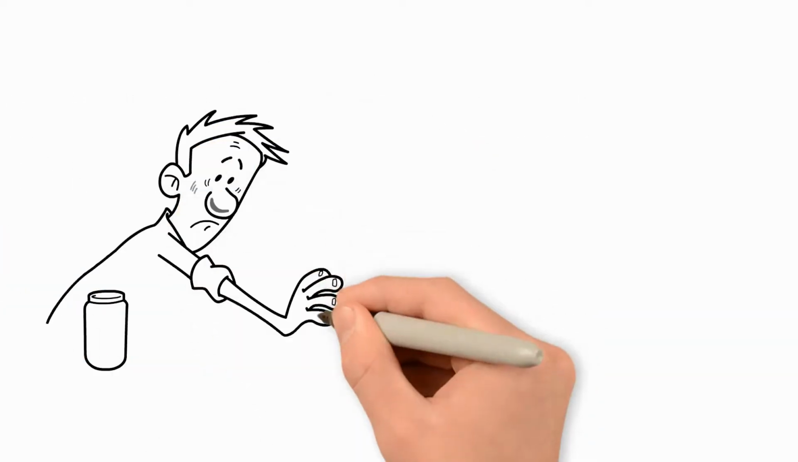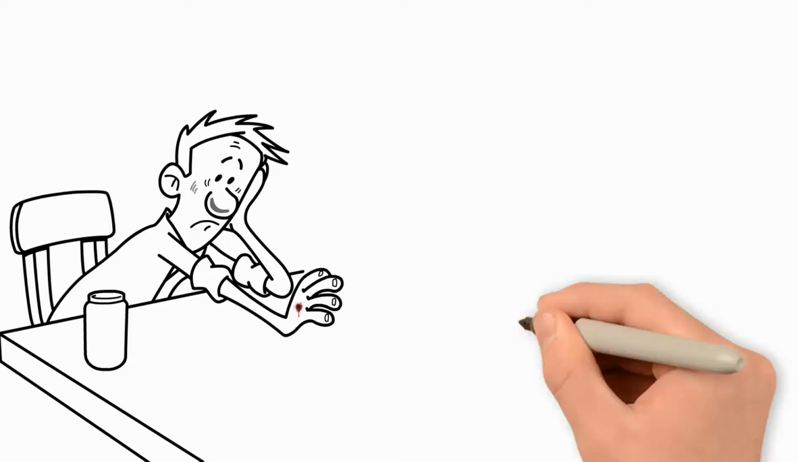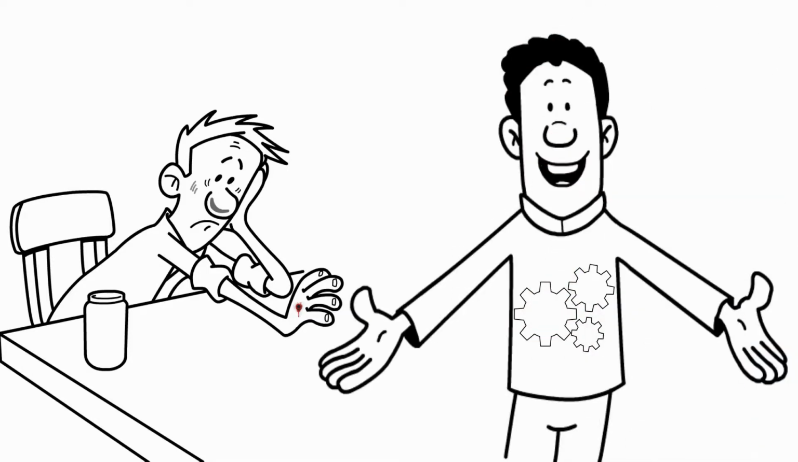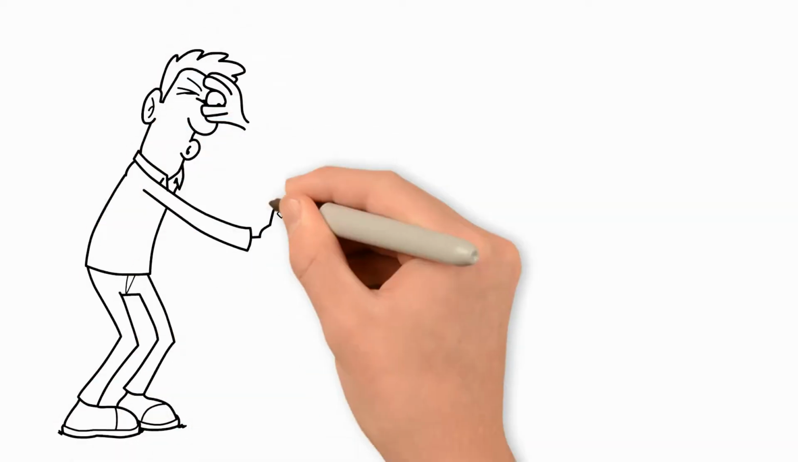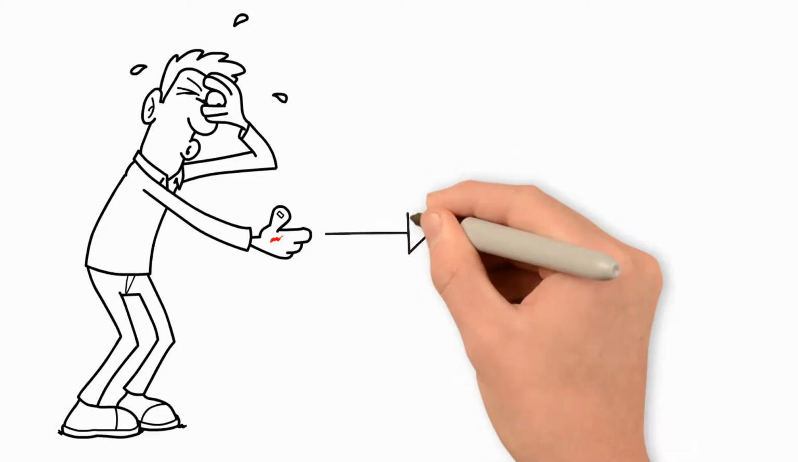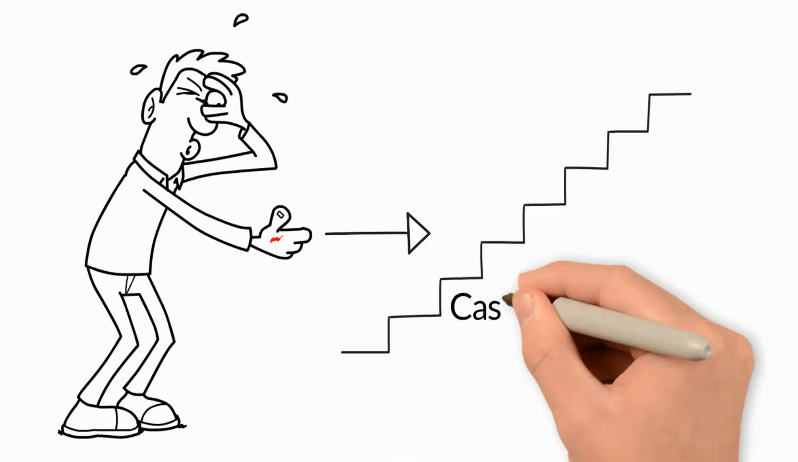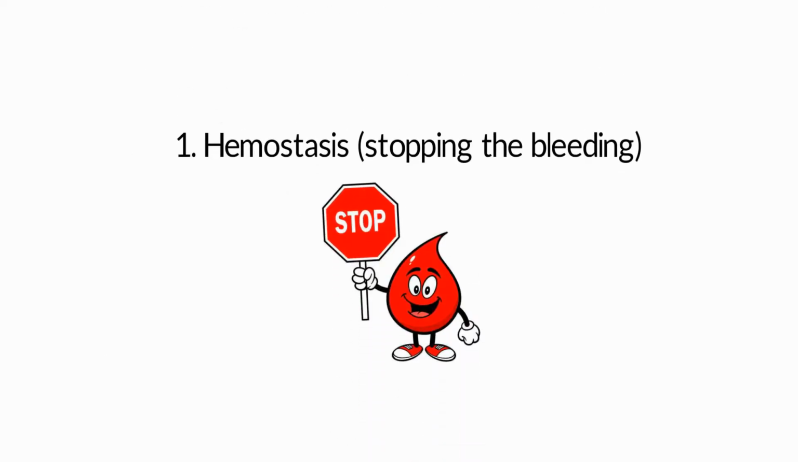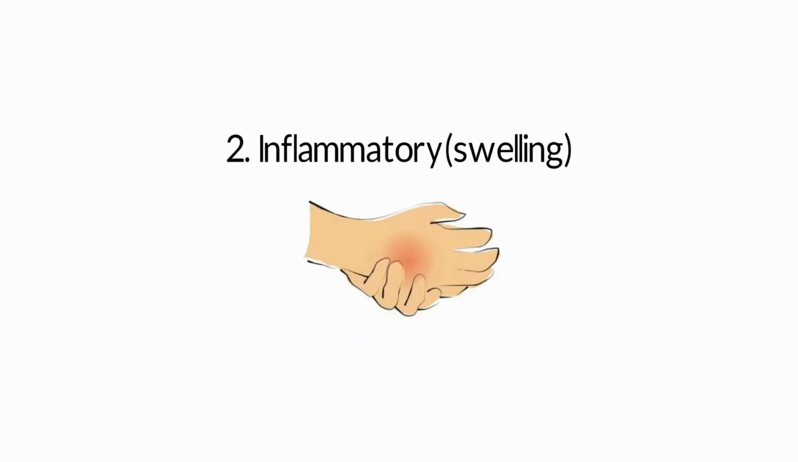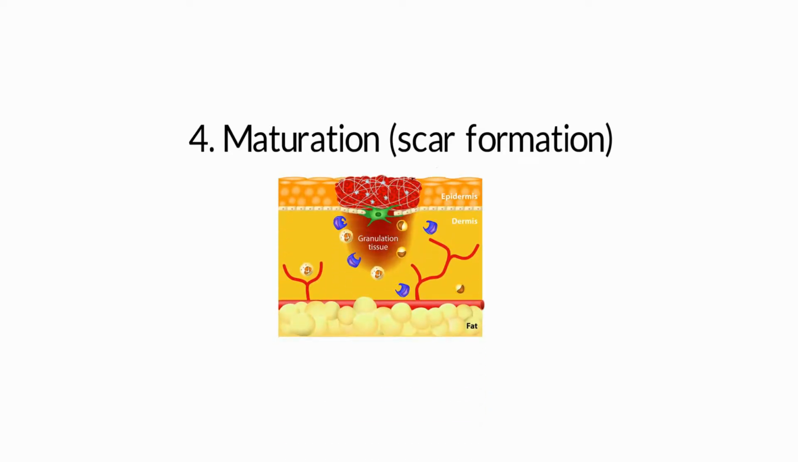The dynamic process of wound healing is a great example of how our body's different systems work to repair themselves. So how exactly does your body heal? When you experience a wound on part of your body, it goes through specific and complex stages. This is known as the cascade of healing and is divided into 4 phases: hemostasis, stop the bleeding; inflammatory, swelling; proliferative, tissue regrowth; maturation, scar formation.